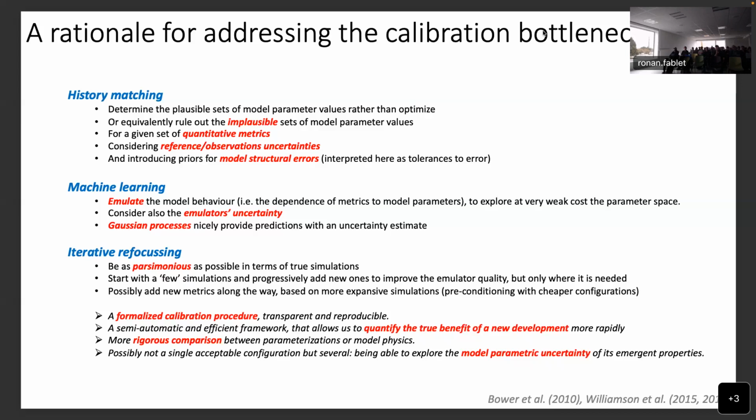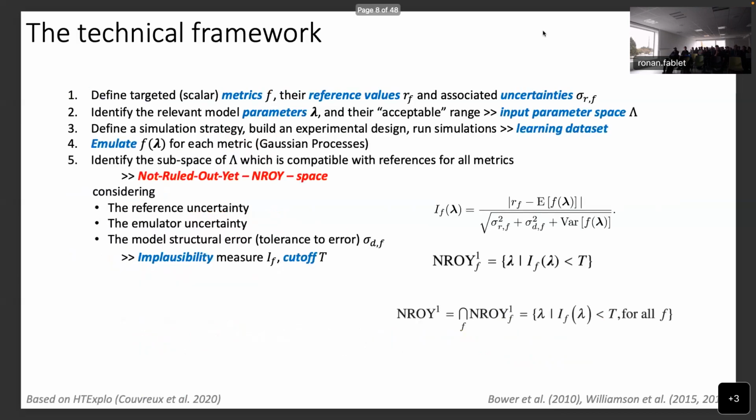And in the end, we will maybe not have just one single acceptable configuration, but several, which is interesting in terms of quantifying uncertainties for many emergent properties of the model, and especially climate projections.